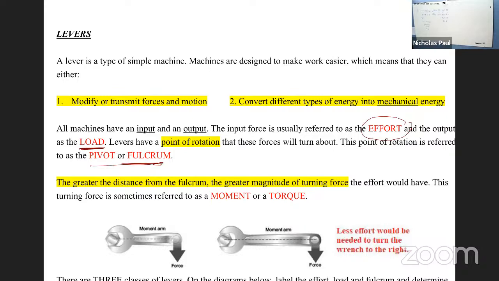So for example, if we had a load here and you apply a force here, that force is called the effort. This is called your load. And in the middle is the pivot. Okay?